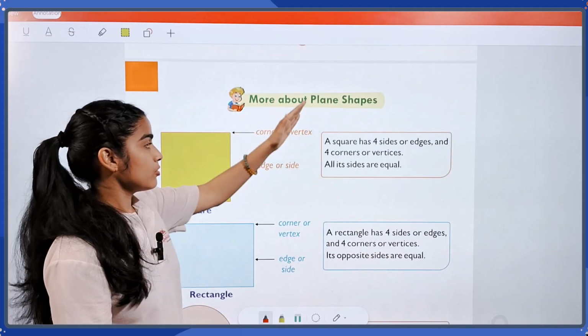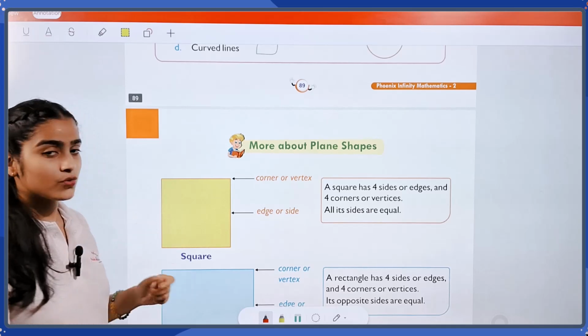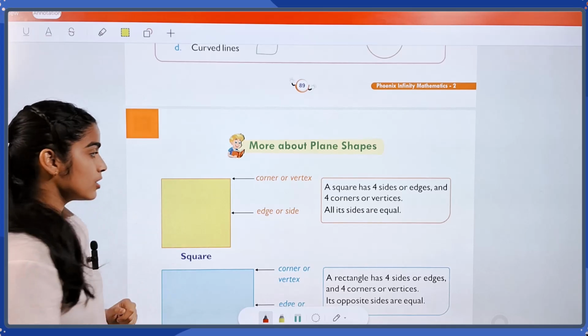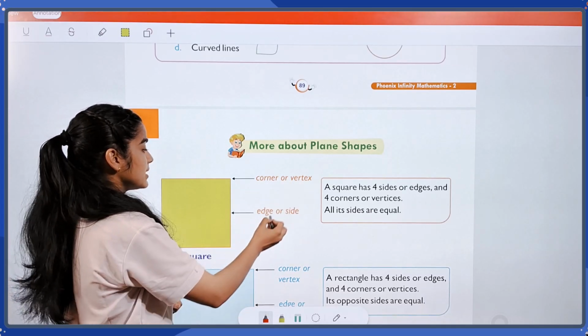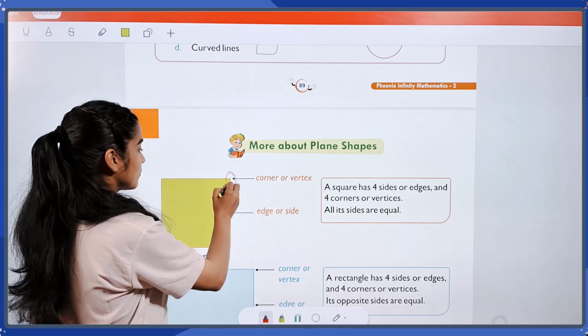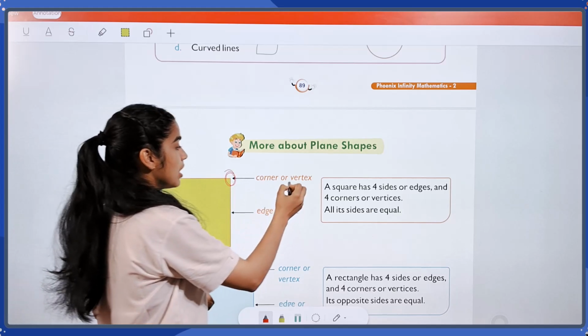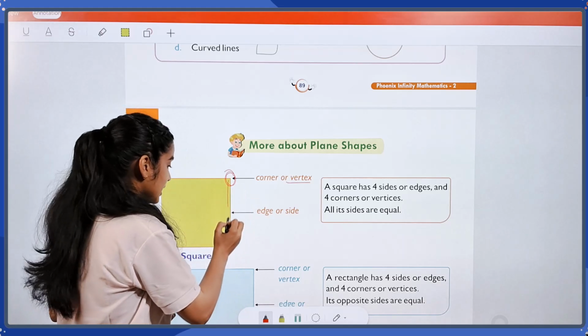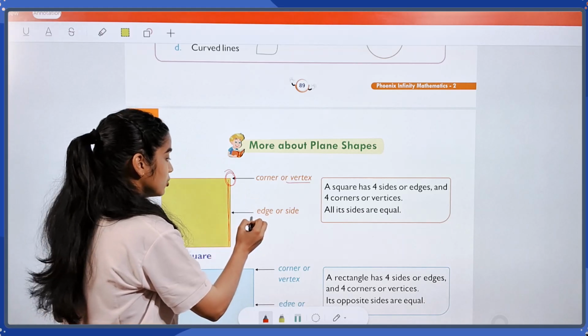Now more about plane shapes. These are the things which we have to know about plane shapes: corners or vertex, edge or side. These are the corners, what we call in mathematical language a vertex. And these sides are your edges.